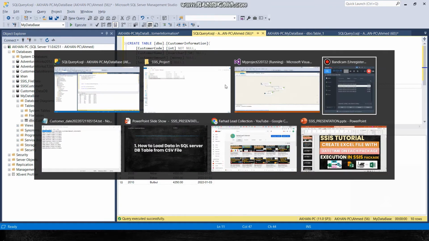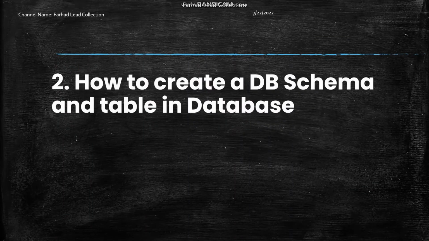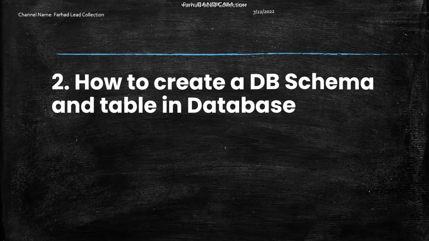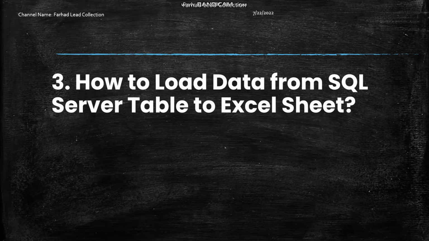So how to load data in SQL Server DB table from CSV file. This has been successfully done. How to create a DB schema and table in database. This has been successfully done. You can create a DB schema, how to create a table, and how to make a primary key, so this is done from our side. So how to load data from SQL Server table to Excel sheet. So this is very important. So we will see how we can do this.